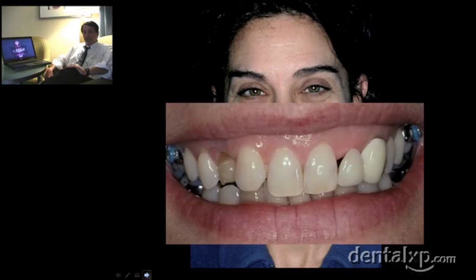As you can see, there's some darkening tissues, alteration of the soft tissue, teeth in the wrong place, missing teeth. We're not really quite sure what we're looking at when we look at a case like this. So let's take a closer look to see what she looks like up close.